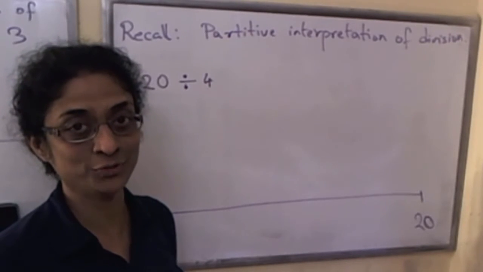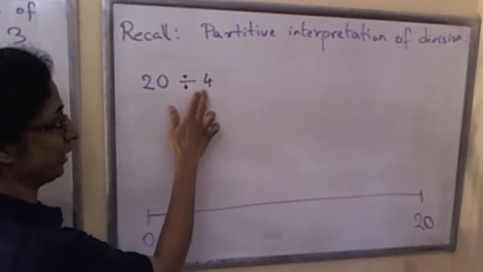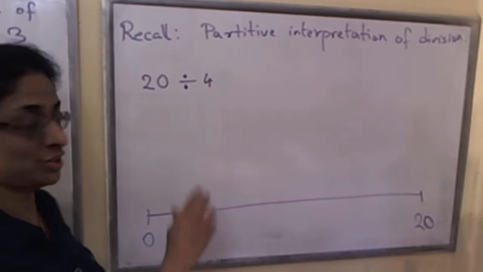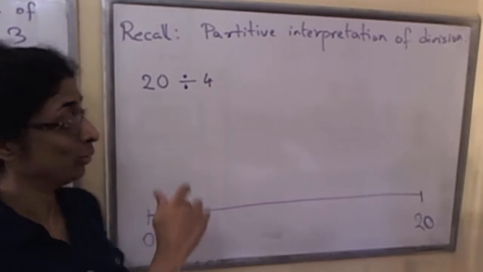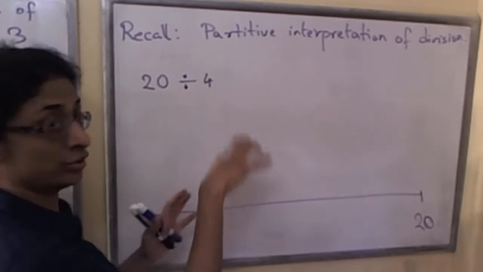Hi, let's quickly review the partitive interpretation of division. I have here 20 divided by 4, and notice that 20 is a multiple of 4. By definition, 20 divided by 4 is the number of objects in each group when the complete collection of 20 objects is placed into 4 equal groups.